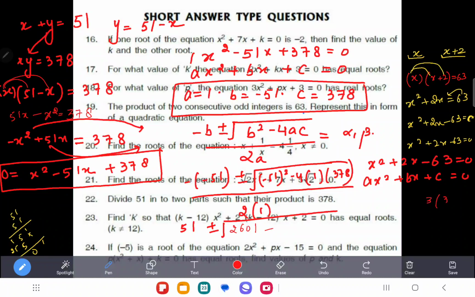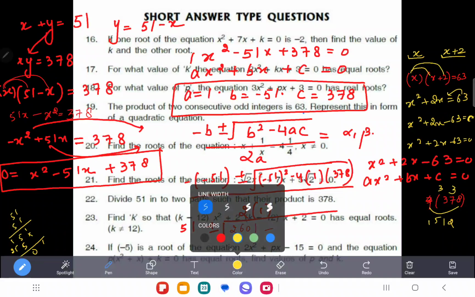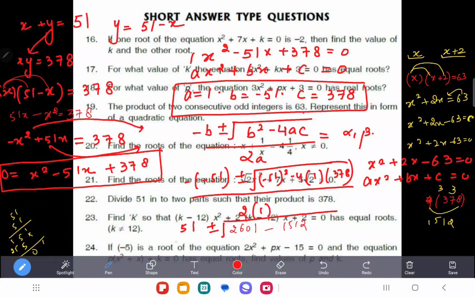minus 4 times 378. So we have 4 times 8, 32. 4 times 7, 28, 31, 12, 13, 14, 15. So minus 1512 over 2. Now I hope you can solve it.